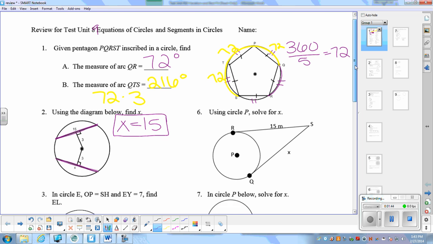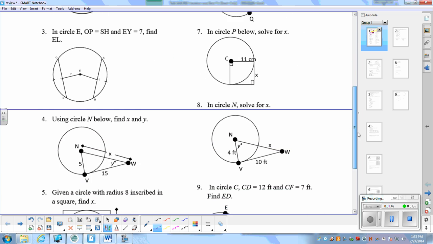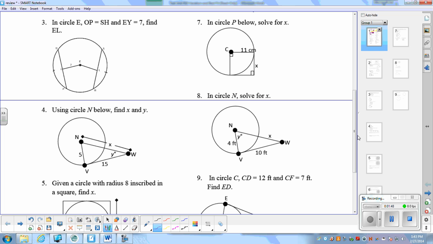Number 3. In circle E, OP equals SH. Here's OP. It's congruent to SH. And EY is 7. Well, since our chords are congruent, it means they have to be equidistant from the center. And since EY is 7, we know EL has to be 7.